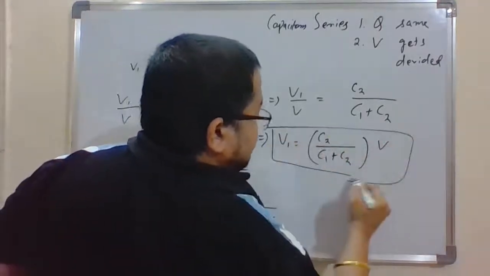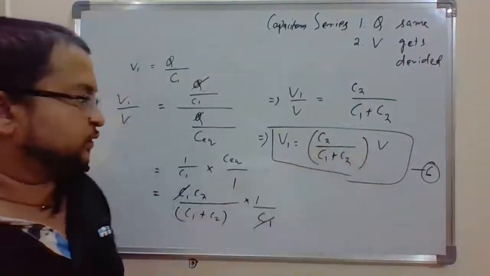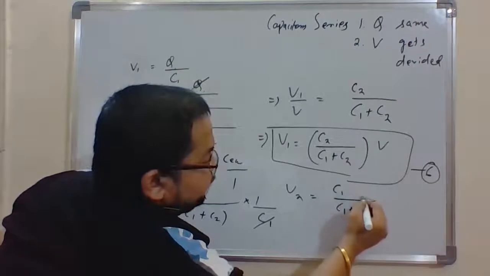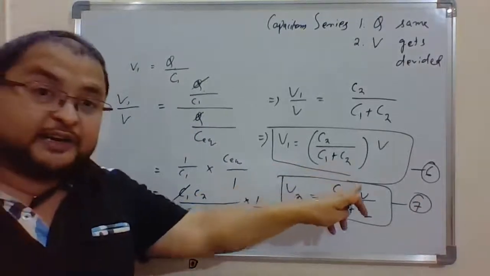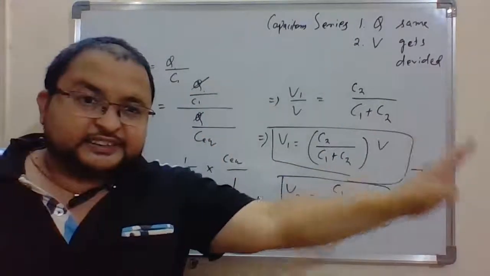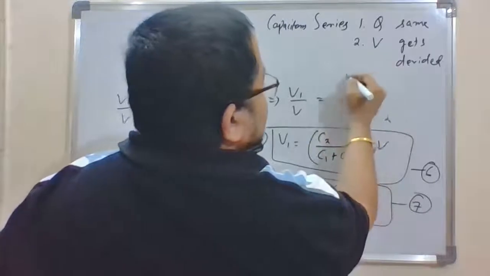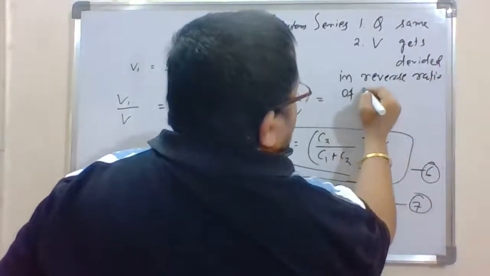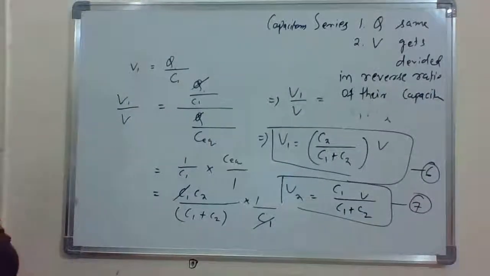So this is your next equation. If V1 equals V into C2 by C1 plus C2, obviously your V2 would be C1 by C1 plus C2 into V. So if you see here, potential gets divided in the reverse ratio of their capacitance. So when capacitors are connected in series, charge remains the same, and potential gets divided in the reverse ratio of their capacitance.